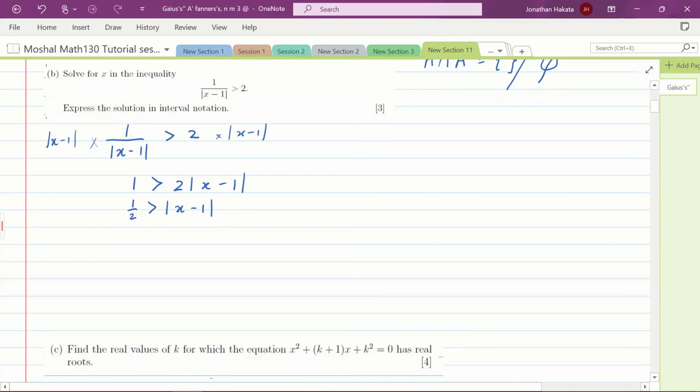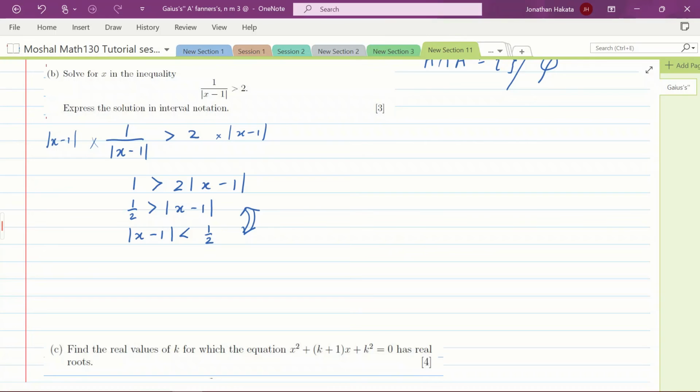This is just the same as writing, because we normally prefer to have variables on the left, modulus of x minus 1 less than half. It's one and the same thing. Don't get confused, these two steps are exactly the same. It's just that I wanted the variables to be on the left.